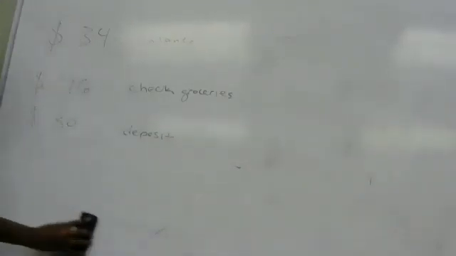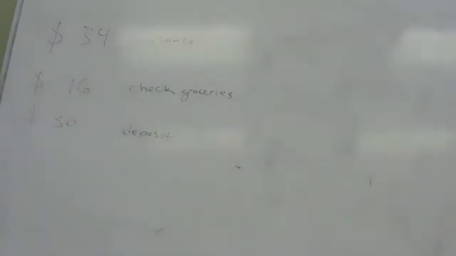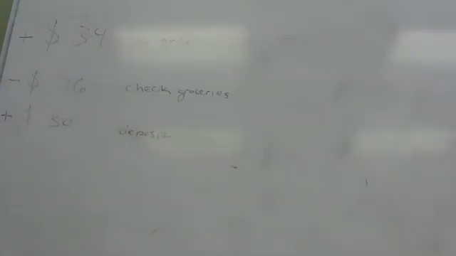Good observation, yes. All right, before we start, tell me what the values are for these numbers. 34 would be positive. 76 would be negative, because you're taking it out. Good job. 30 would be positive, because you're putting it into your checking account. Now I want to know what the new balance is. So what do I do with these numbers? Add them up. Yes.